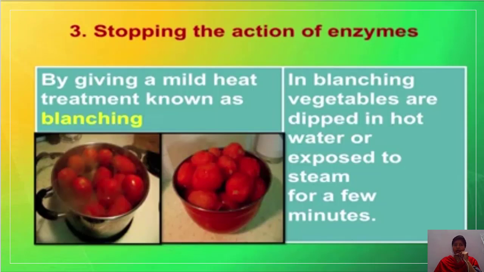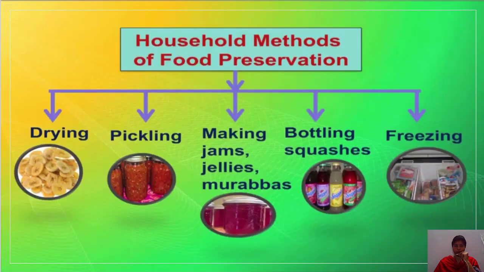Okay. Now I want to show you the different preservation methods followed by us at home. First one is drying, pickling, making jams, jellies, murabbas, bottling squashes, freezing. Now we will see them one by one.